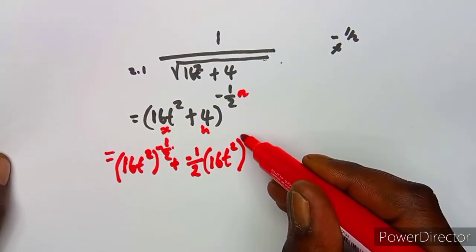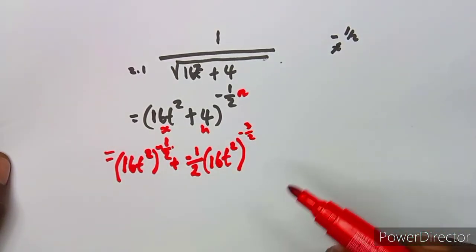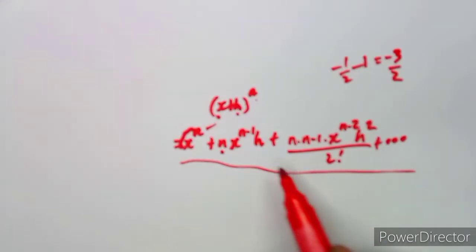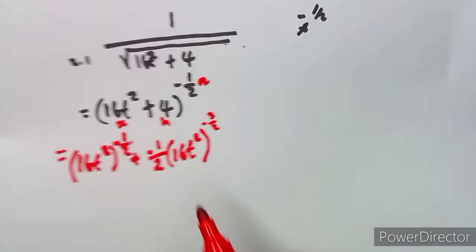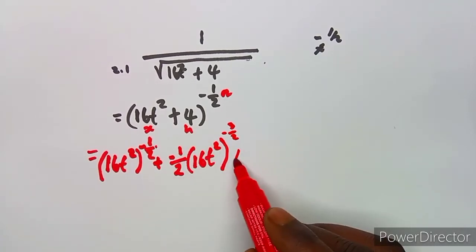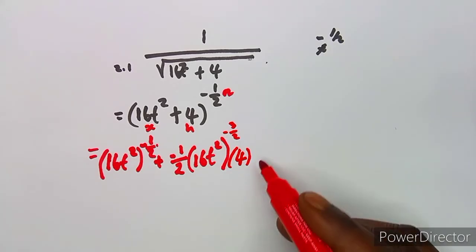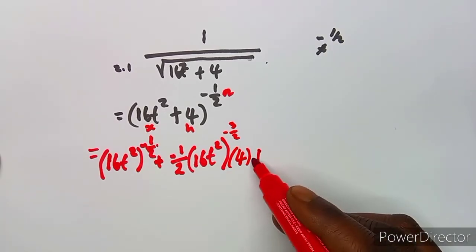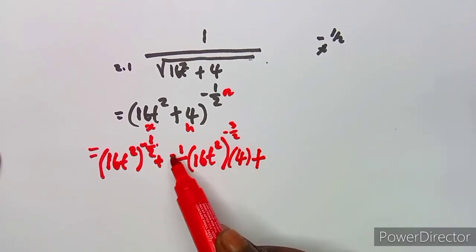So this is going to give us the exponent of minus 3 over 2. Then here our h starts to operate now, which in this case is 4. So 4 now starts to operate, so it's going to be times 4, like that, all right. Another stage, plus, we have to drop again this exponent, which is minus 3 over 2.